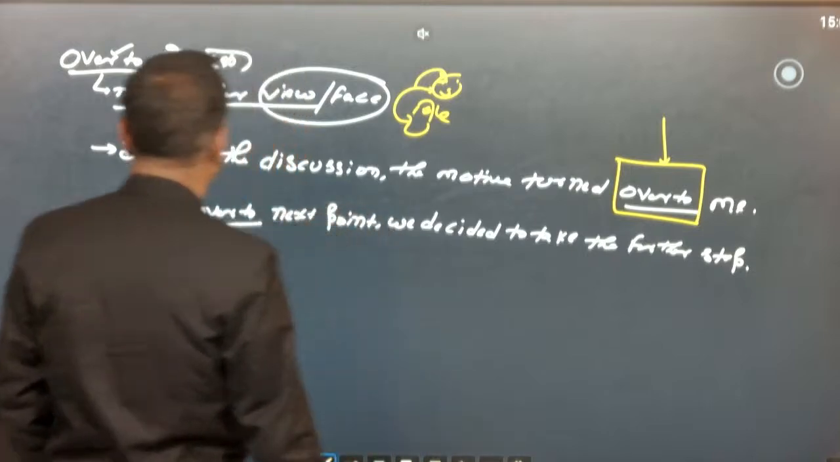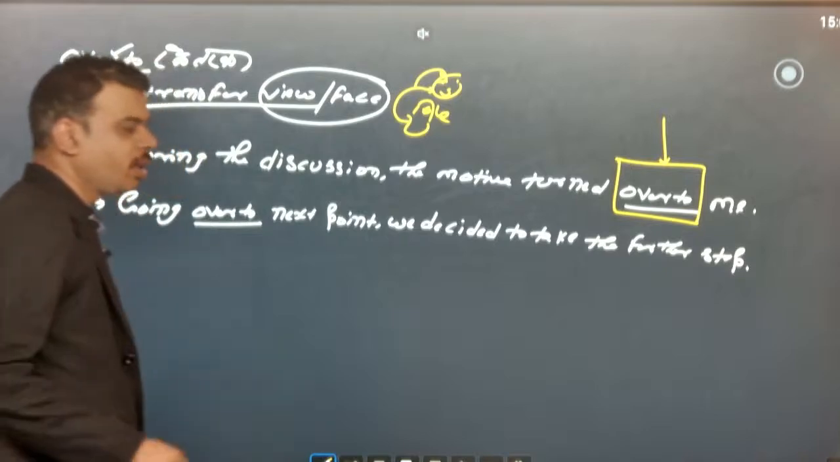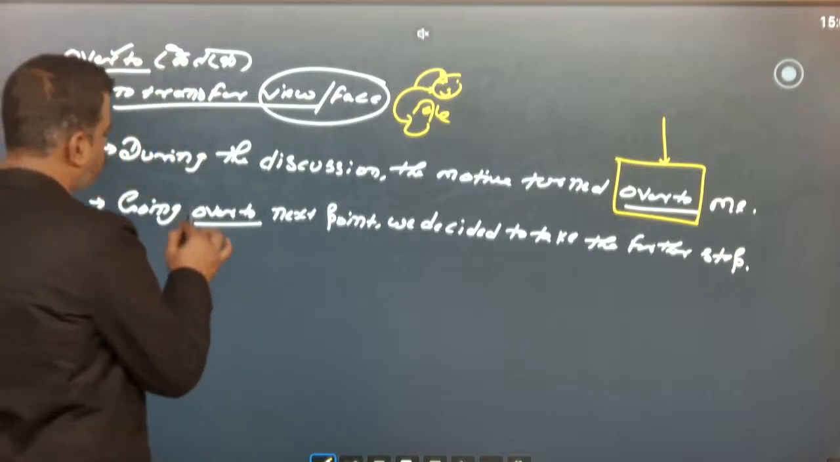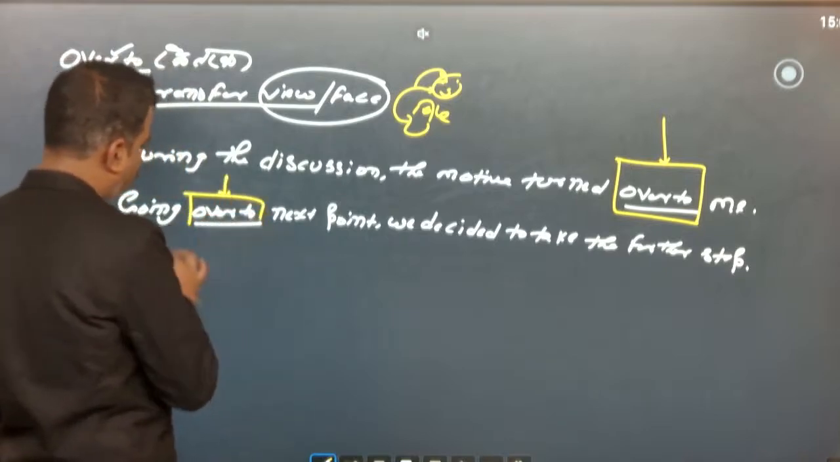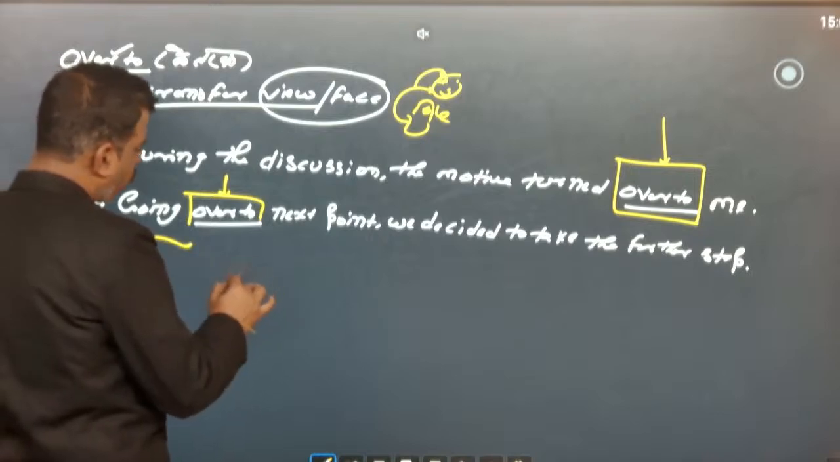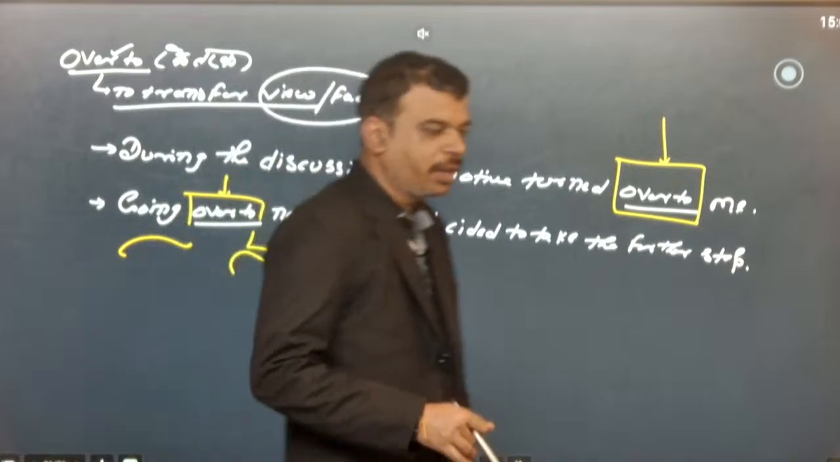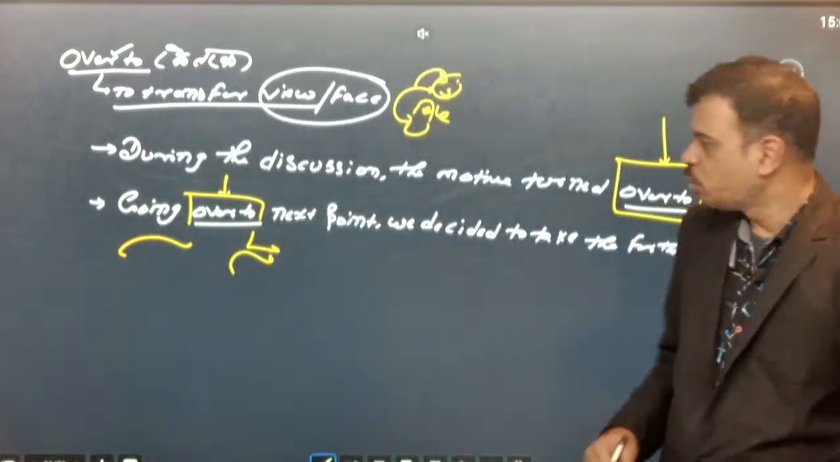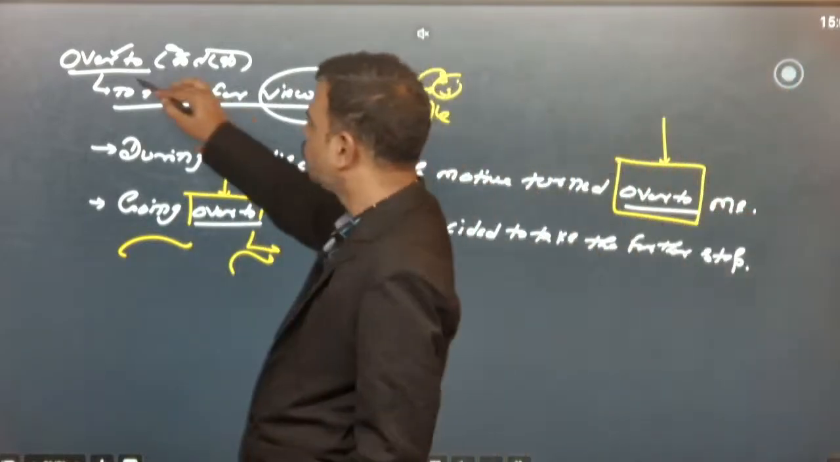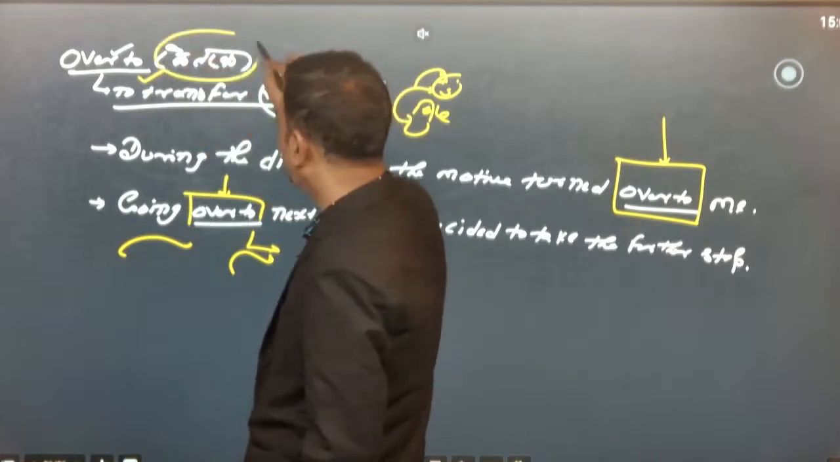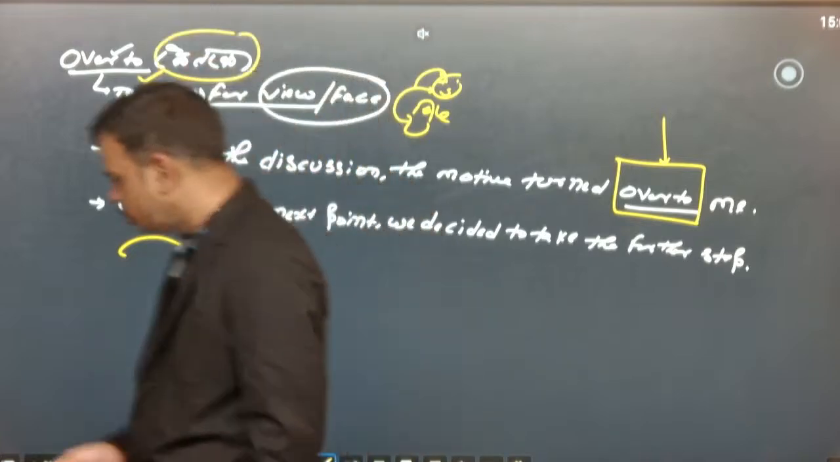Going over to the next point, we decided to take the further step. Going over to means towards. So if you are just changing the view and the direction, in both cases you go with over to.